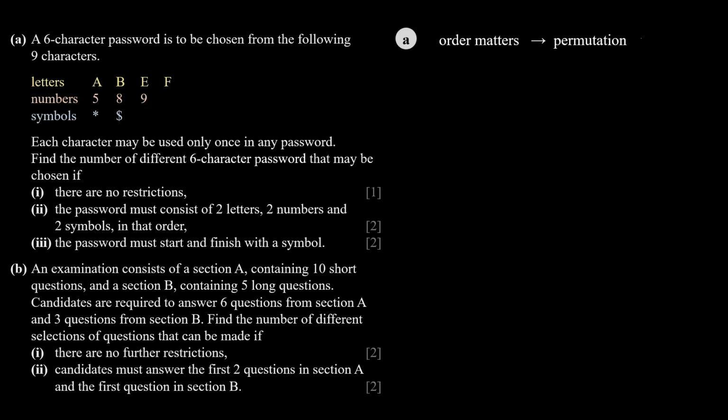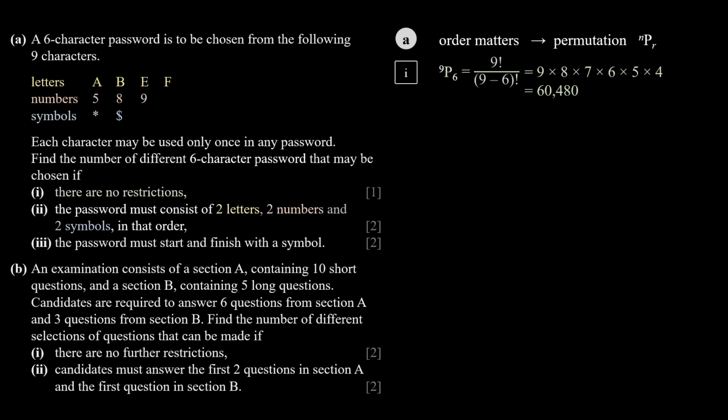The formula for permutation is written as nPr, where n is the total number of items, and r is the number of items we select and arrange. In this case, n is 9, since we have 9 characters, and r is 6, because the password is 6 characters long. 9P6 means 9 factorial divided by (9 minus 6) factorial. The calculation gives 60,480. Thus, there are 60,480 different passwords possible without restrictions.